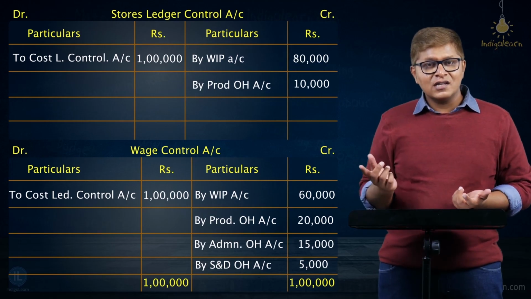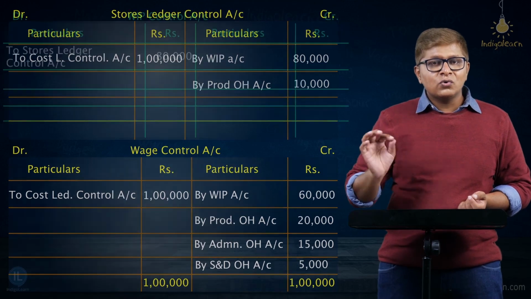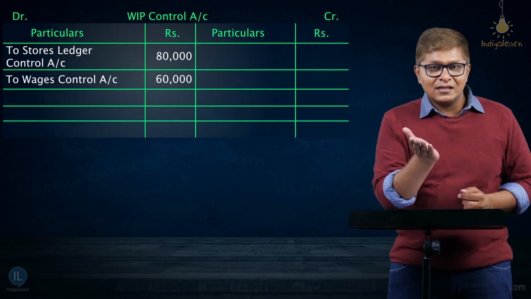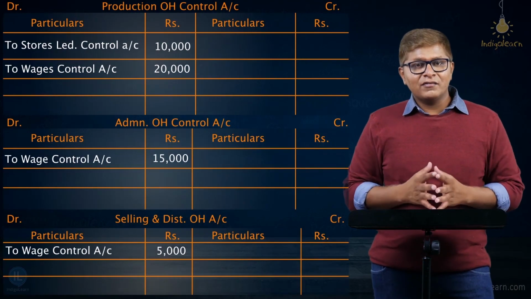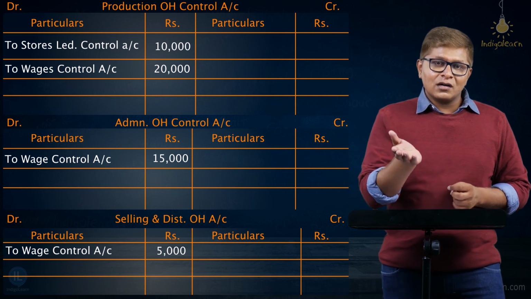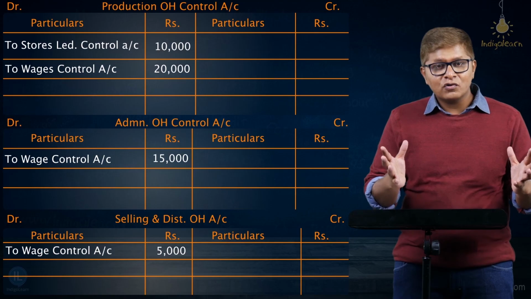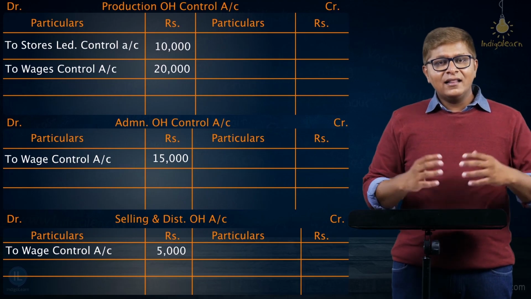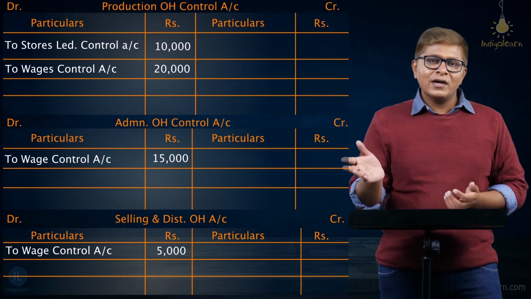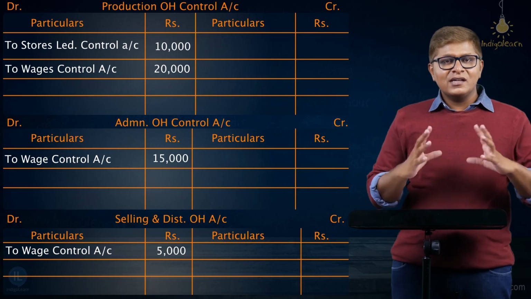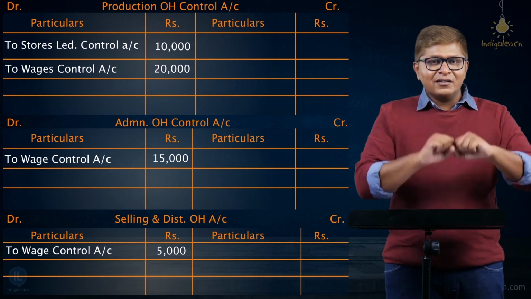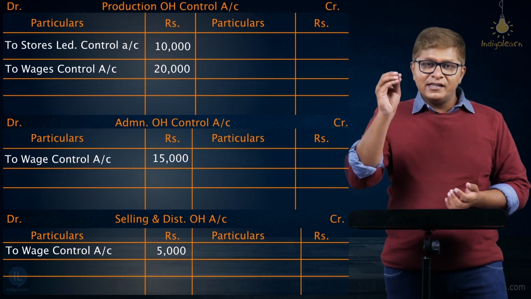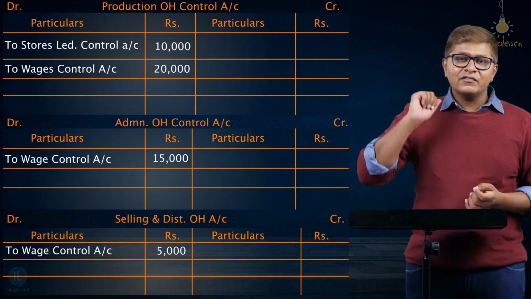And in the respective accounts, on the debit side, we are going to write to wage control account. In the WIP control account, we will get to wage control account 60,000. In the production overhead control account, we will get on the debit side to wage control account 20,000. In the admin and office overhead control account, on the debit side, we will get to wage control account 15,000. And in the selling and distribution overhead control account, we will get to wage control account 5,000. So this is how the entry will get passed and will get posted in the respective control accounts. So what we have done, we have very carefully recorded the expenditure and posted it in the respective control accounts.